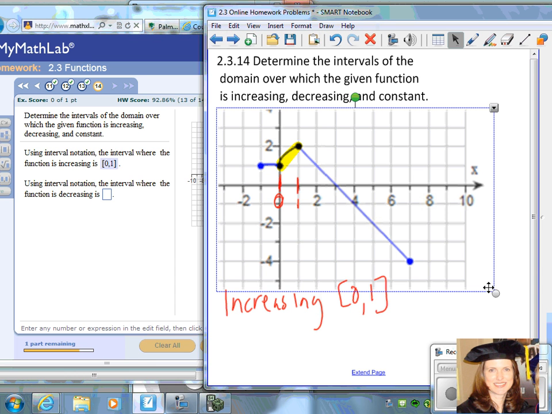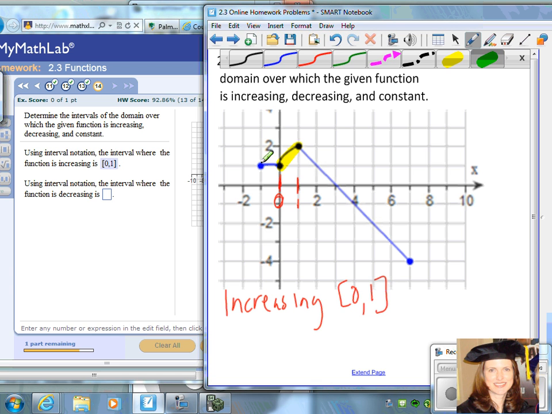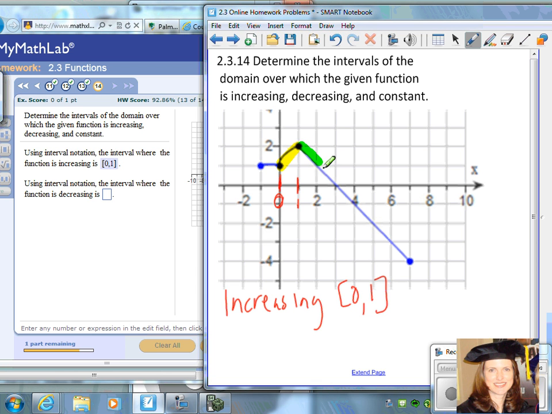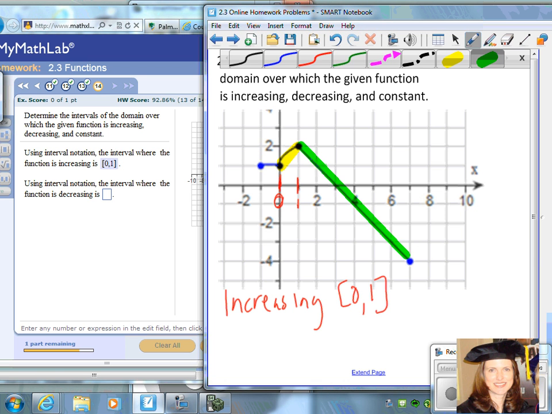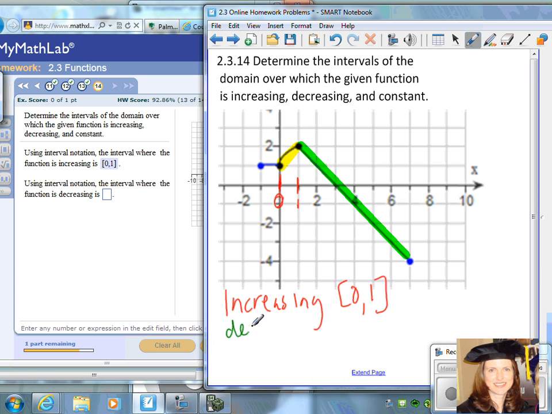The function is decreasing. That's the portion where the graph is going down as you go from left to right. This part is decreasing. So the interval where it starts to decrease here is 1, and it stops decreasing here at the x value 7. So from 1 to 7 is the interval where the function is decreasing.